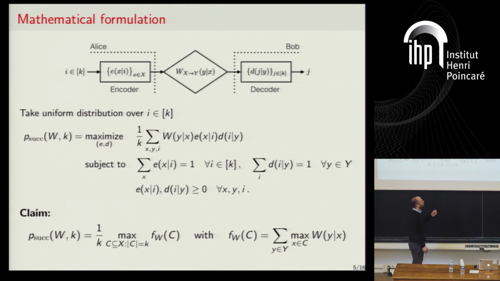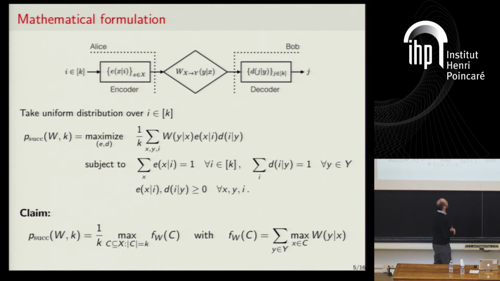And the function I'm trying to optimize is a function that depends on W, and it is defined as follows. It's the sum over all y's, and this is a function that depends on the code. For each y, I take the maximum element x in the code C of the probability of seeing y given x. I think this is very natural, because you're using a maximum likelihood decoder, so if you receive y, then you will output the x which has the most probability.